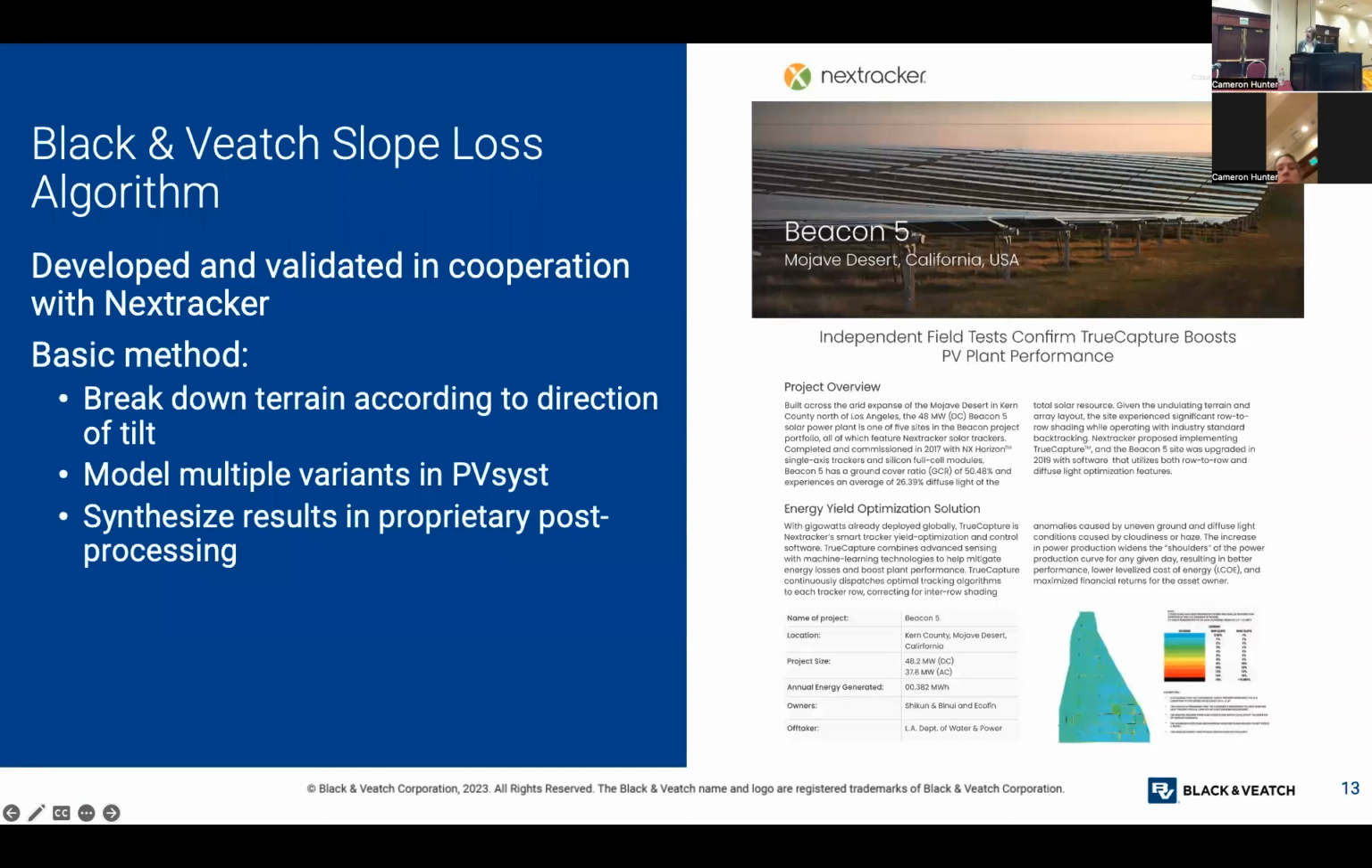Just to give you a basic idea of how our existing slope loss algorithm works, we developed this when we were doing some project work with NextTracker, and we were able to validate with some of their data. The basic method is we break down the terrain according to the direction of tilt, so we have east tilts, west tilts, and so forth. And then we model these as multiple variants in PVsyst, and then synthesize the results using some proprietary post-processing. So it's actually a bit of work to do this because of the way we have to break it down. And so this is another big advantage of bringing in the 3D scene correctly represented.